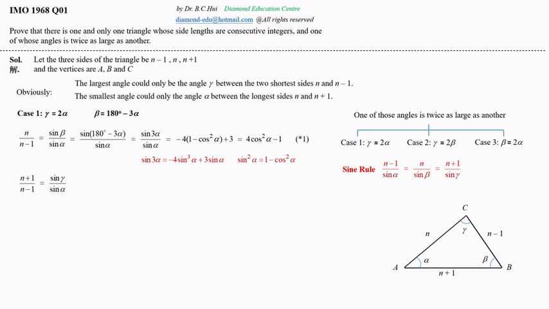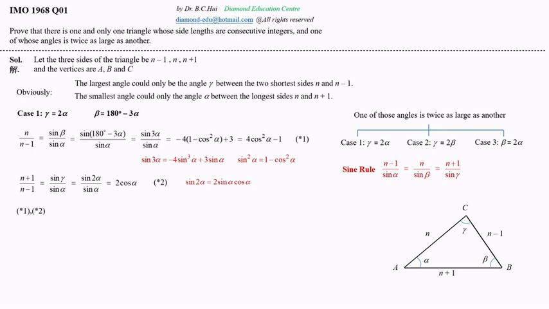Let's consider using the sine rule on the other two sides. We have n plus 1 over n minus 1 equals sine gamma over sine alpha, when gamma equals 2 alpha. So, by means of sine 2 alpha equals 2 sine alpha cosine alpha, we have such an expression equal to 2 cosine alpha. We call this result equation number 2.